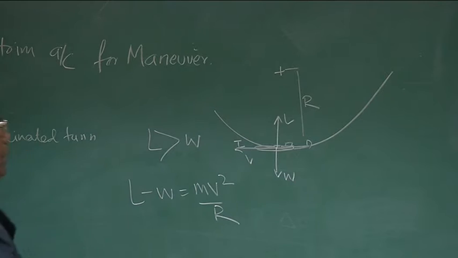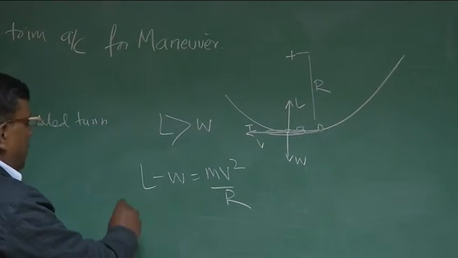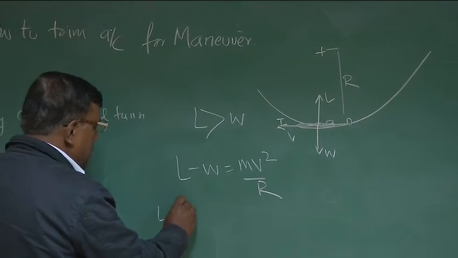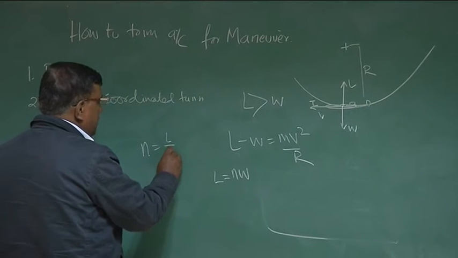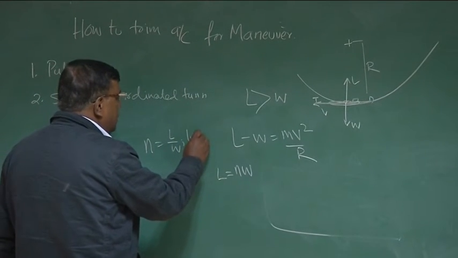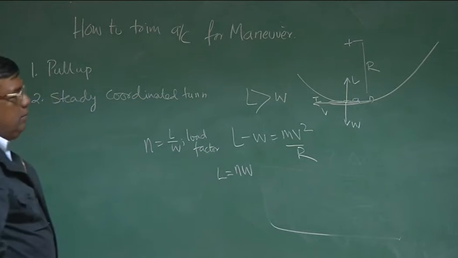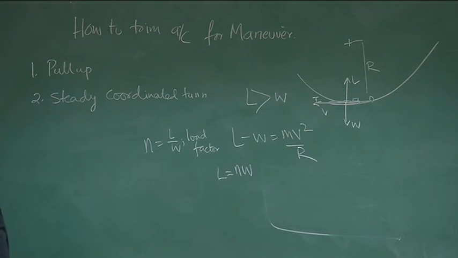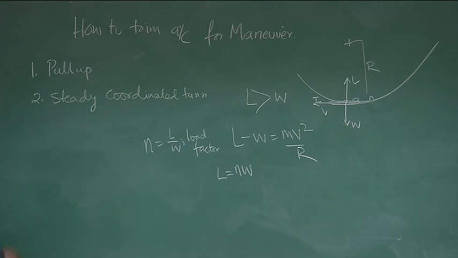We are all familiar with this because this difference in lift and weight is only giving centripetal acceleration, which is modeled through mV square upon R. And we know L is equal to nW, or in a sense we say n is L by W, that is called load factor. Right? You are advised to read my first course on Introduction to Performance if you want to know more about these things, but I'll just glance through this so that there's continuity.